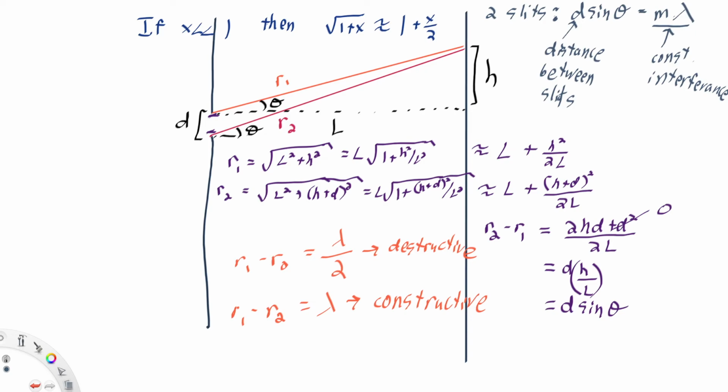All right. For a single, what's m again? m is some integer, where the positive numbers will correspond to bright fringes above the slit, and the negative ones will correspond to bright fringes below the slit.